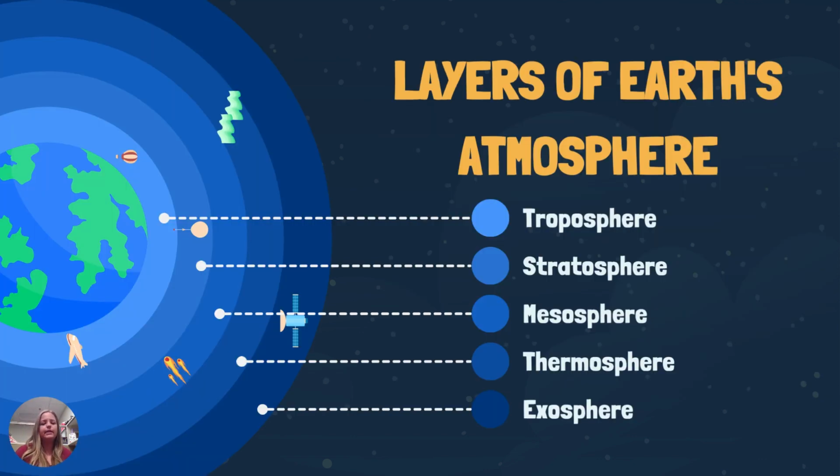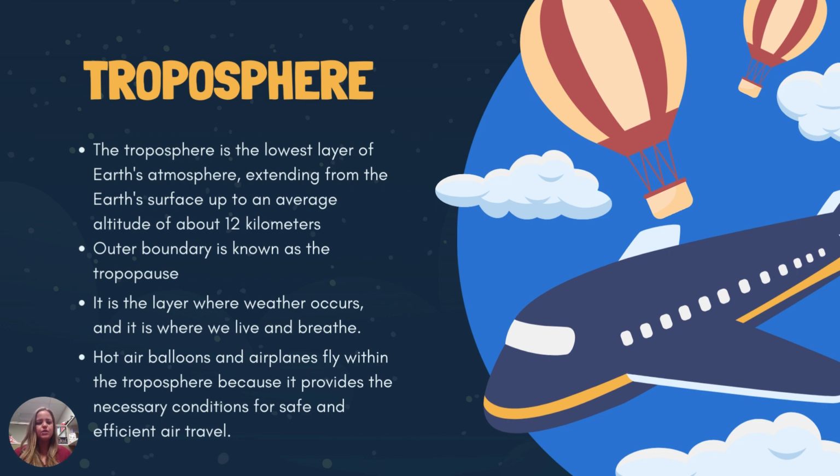All right, looking at the layers specifically. So the first one is the troposphere, which is the closest to the Earth. And then we get into the stratosphere, the mesosphere, thermosphere, and then the exosphere. So the first one we'll look at is the troposphere. So this is the lowest layer. This is where we breathe air. This is where weather occurs as well.